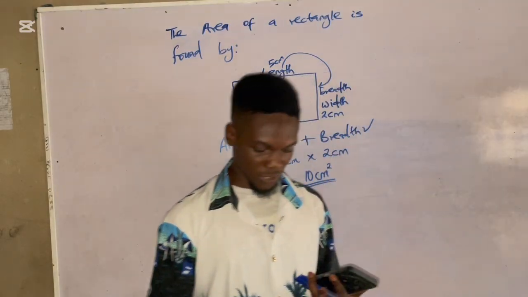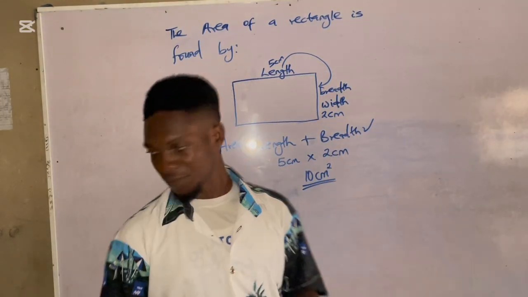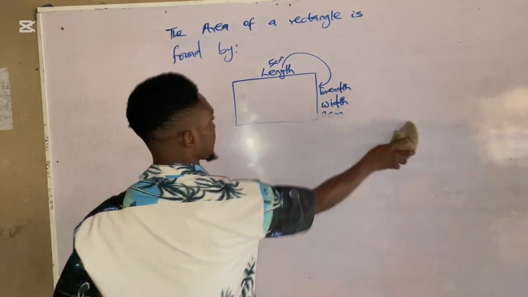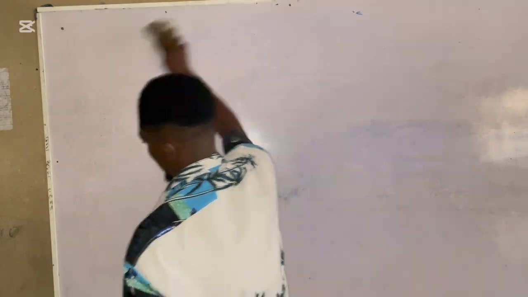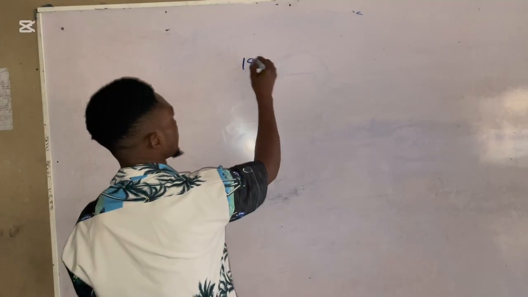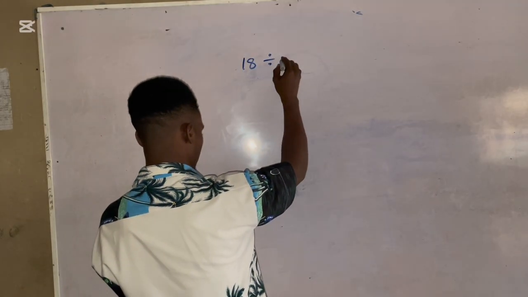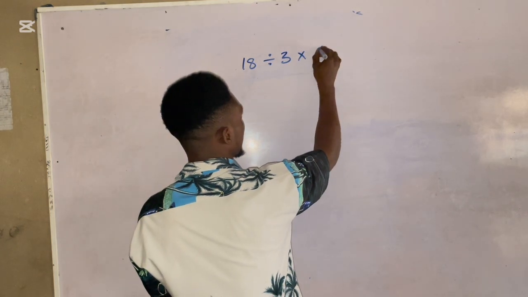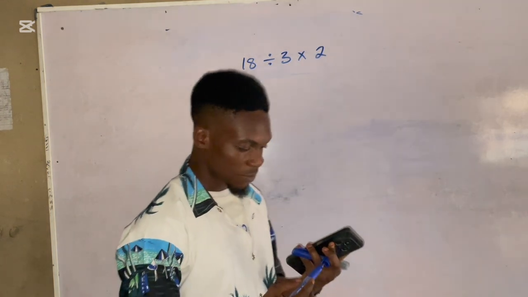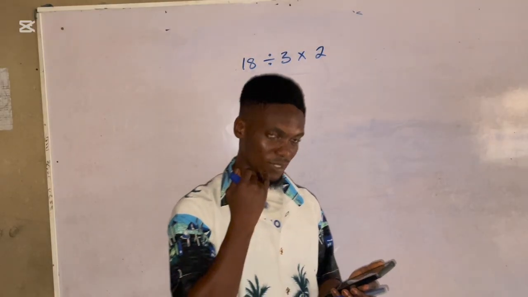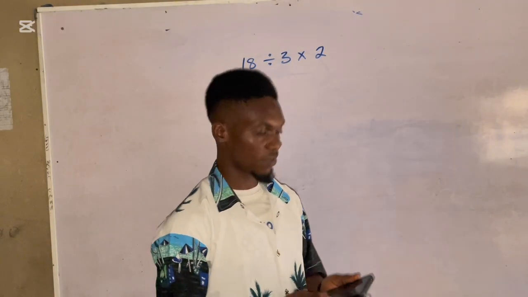Okay, then the next question. This is the question that has been causing problems online. So I'll be taking my time to explain this question. We have 18 divided by 3 times 2. There is a way mathematics is. I tried to clarify this online. Some people understood it, while some people still did not understand. But I'll be taking my time here.